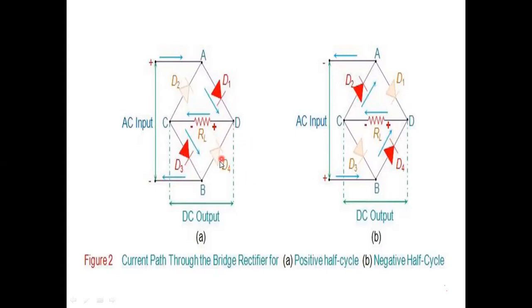The first half cycle is already blocked. These two are blocked, which means D2 and D4 will not conduct, and D1 and D3 will conduct for the positive half cycle.